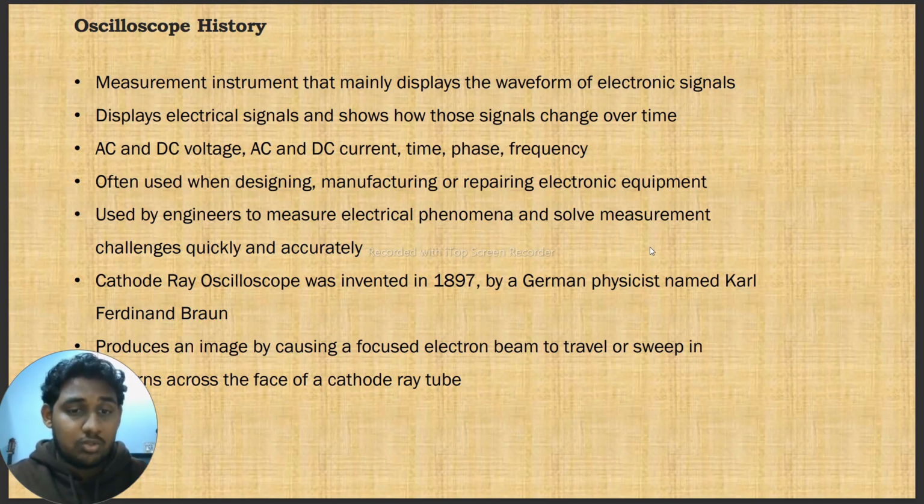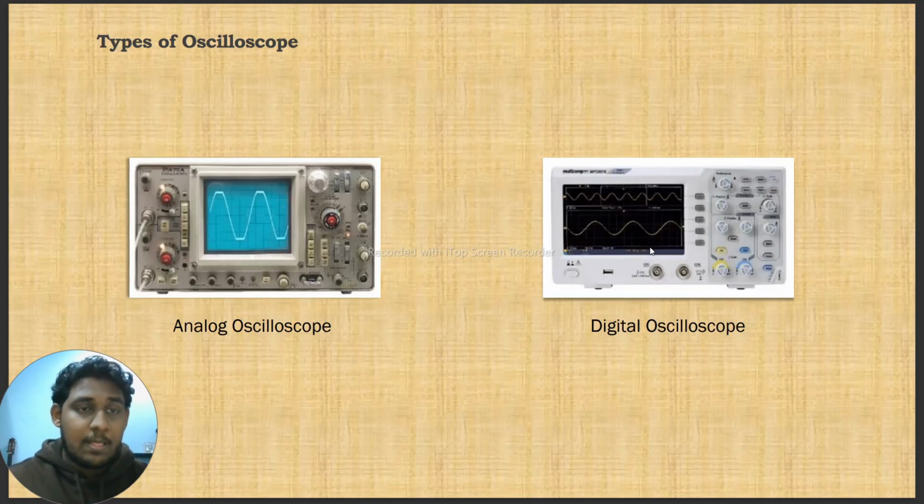The cathode ray oscilloscope was the first oscilloscope, invented by a German physicist named Carl Ferdinand Braun in 1897. This cathode ray oscilloscope produces an image by causing a focused electron beam to travel in a pattern across the face of the cathode ray tube. There are two types of oscilloscope, the analog oscilloscope and also the digital oscilloscope.